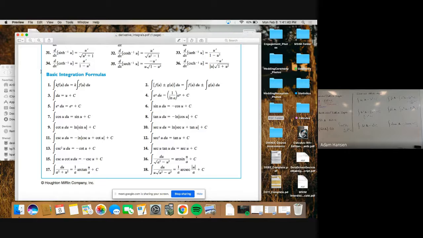The integral or antiderivative of some constant times a function f of u du, I can pull that constant out in front. Number 2, the antiderivative or indefinite integral of the sum or difference of two functions, f of u plus or minus g of u du. We separate those into two different integrals, two different antiderivatives. The integral of f of u du plus or minus the integral of g of u du.